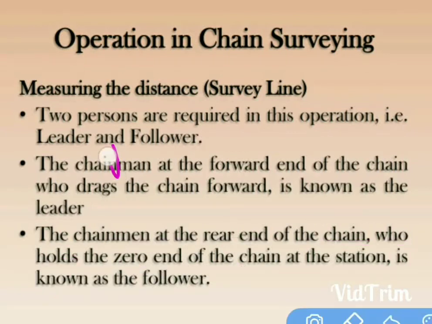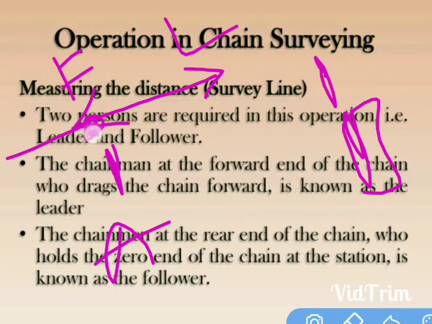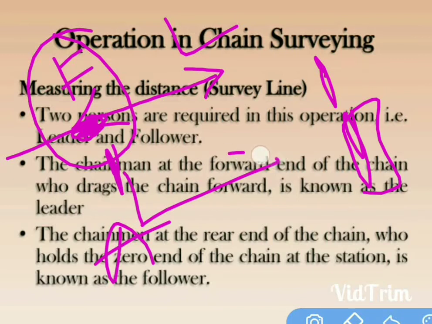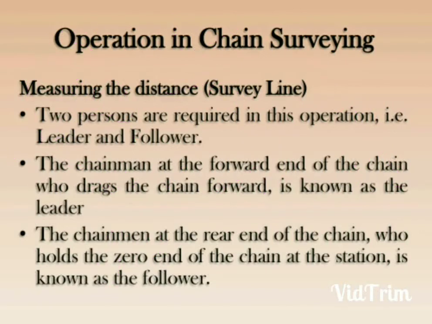Because see, this is A, this is B, right? For example, if we move like this, the follower may be here and the leader may be here. Who is at zero? The follower only. The follower only will start at zero, because this is the complete chain length value from here to here. So who is at the zero end?